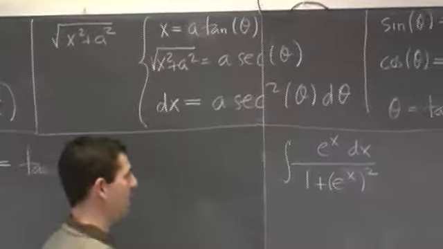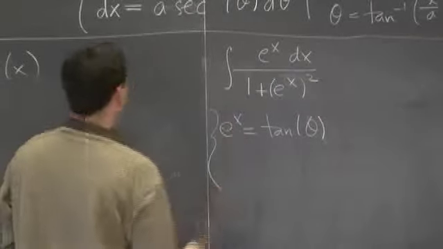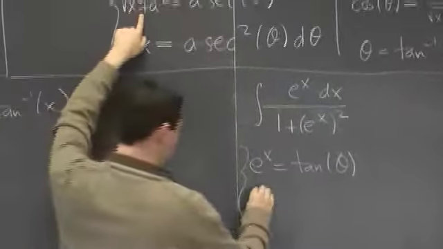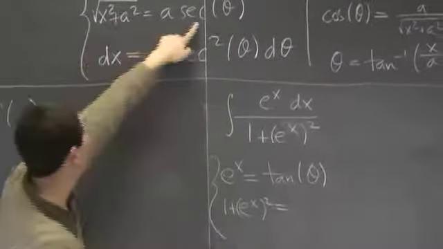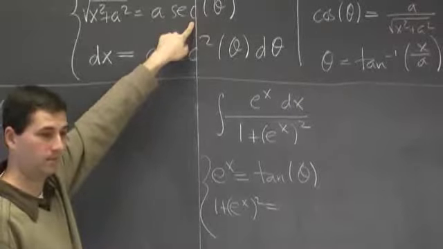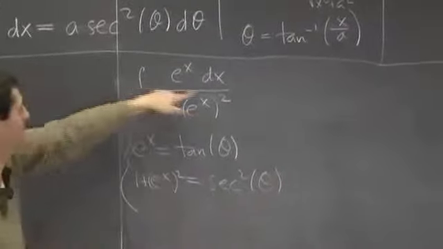Well, in this case, a is 1. And the variable is not just x, it's e to the x. So we try e to the x equals tangent of theta. It's a little strange here. And then we know that 1 plus e to the x squared should equal secant squared, because we don't have the square root here.